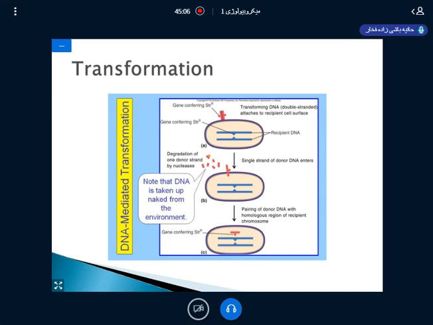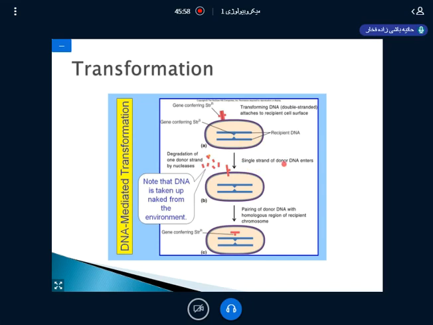Okay. Listen to me. Transformation means another DNA from another bacteria inserts into our DNA. We have this DNA from another cell. Do you know what we call it? Donor. Do you understand? Have you heard it before? Donor. DNA from donor bacteria. We have bacteria we call recipient.